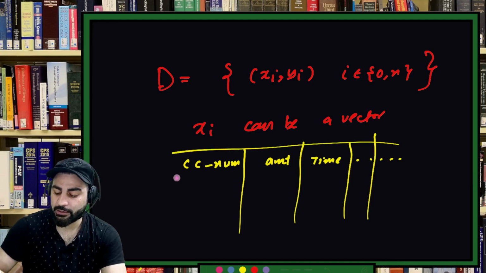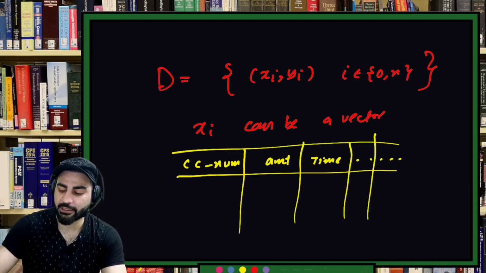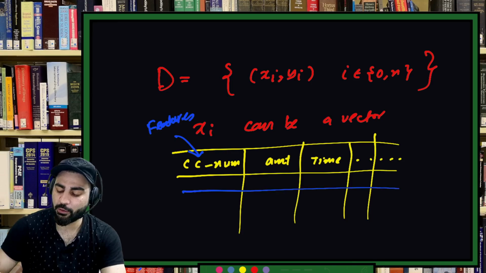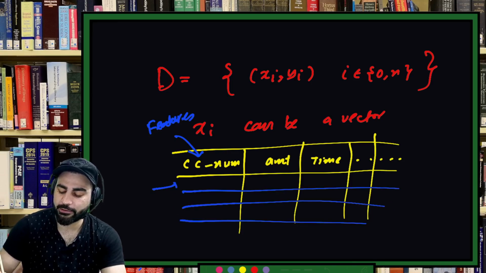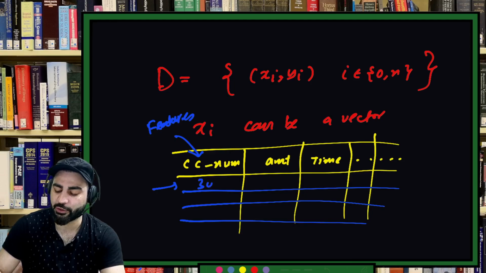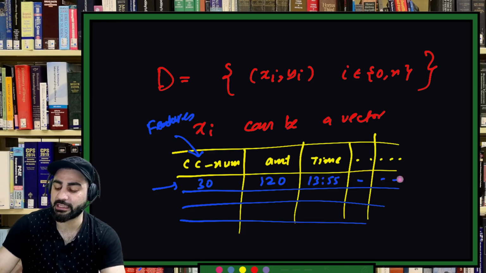These columns are features, and each row is a data point. For example, if the CC number is 304, the amount transacted was, let's suppose, 120 rupees, at time 1355, at this location. So each of these rows is one data point.